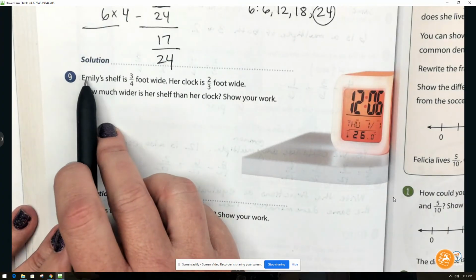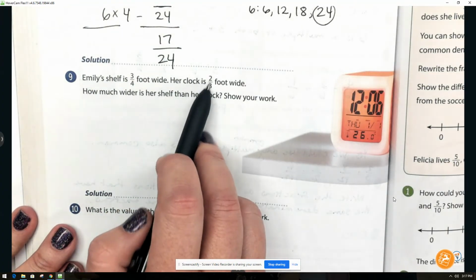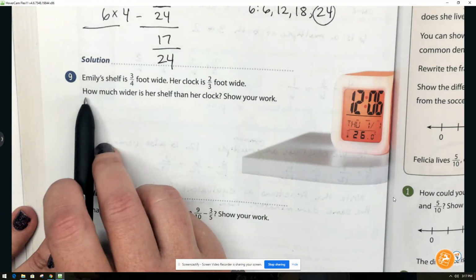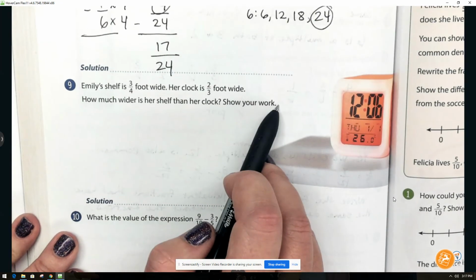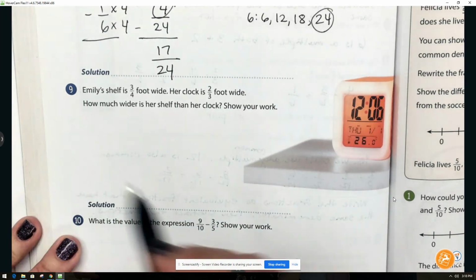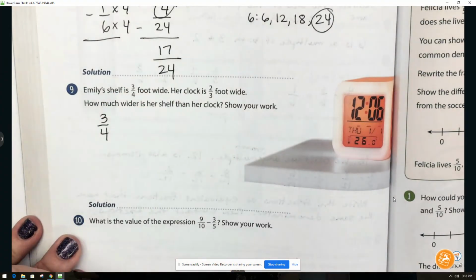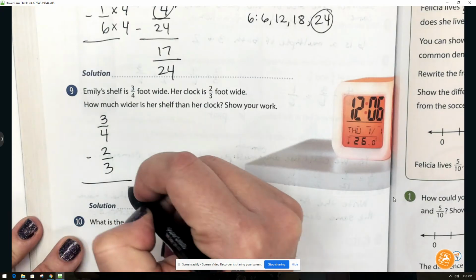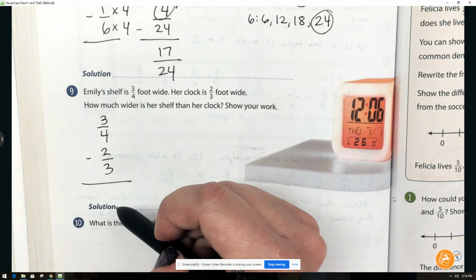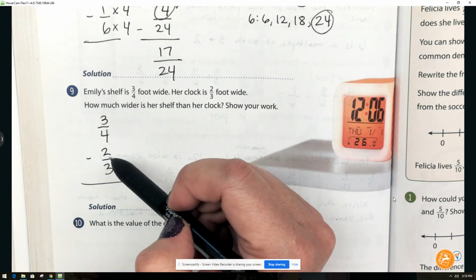All right. Emily's shelf is 3/4 of a foot wide. Her clock is 2/3 of a foot wide. How much wider is her shelf than her clock? Show your work. So her shelf is 3/4 of a foot wide. Her clock is 2/3 of a foot wide. We want to find out how much 3/4 minus 2/3 is.